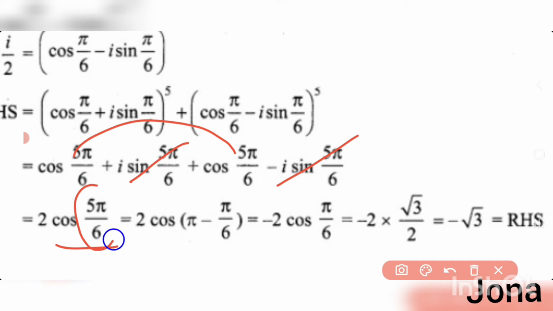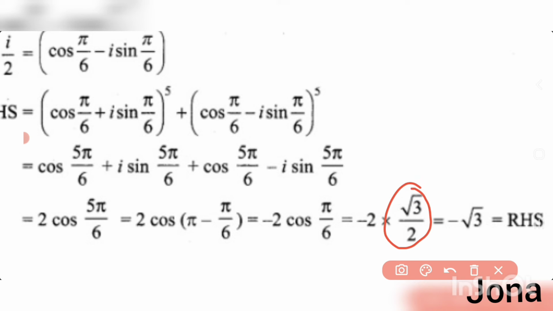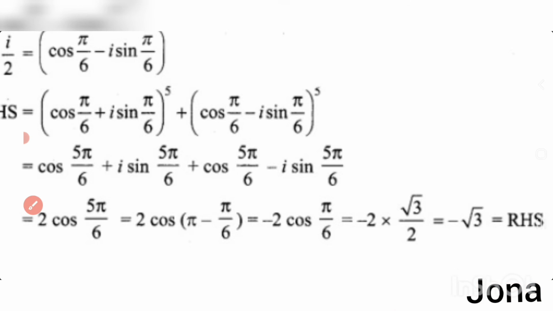This 5 pi by 6 can be written as pi minus pi by 6 here. So it will be in the second quadrant, isn't it? In the second quadrant, sin and its reciprocal will be positive, other things will be minus. Here it is given cos, so it will be minus here: minus 2 cos pi by 6. The value of cos pi by 6 is root 3 by 2. So we can cancel 2 and 2 here. Similarly, we have the remaining value as minus root 3, which is the answer we want.